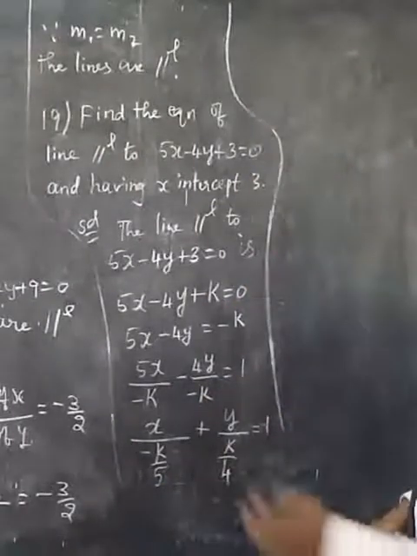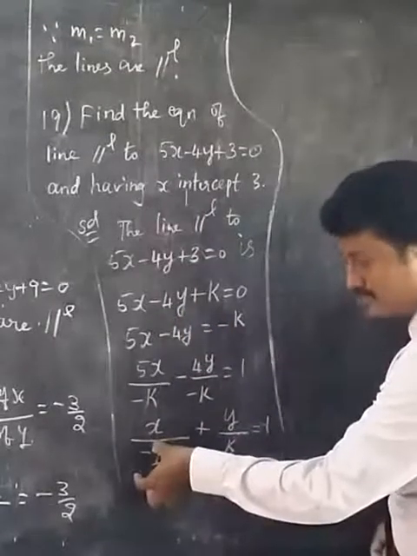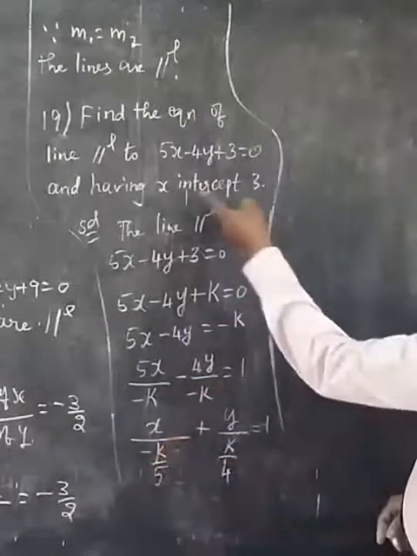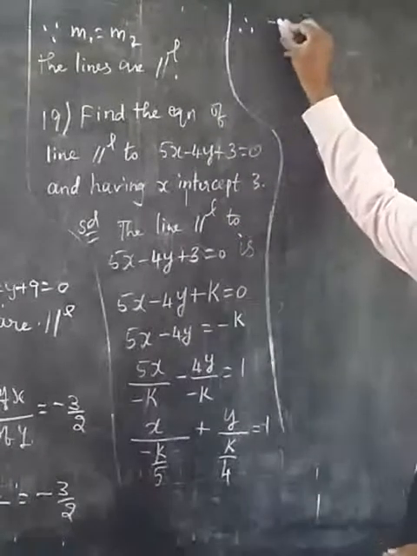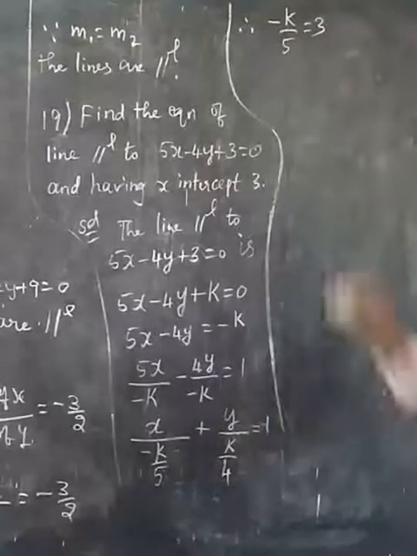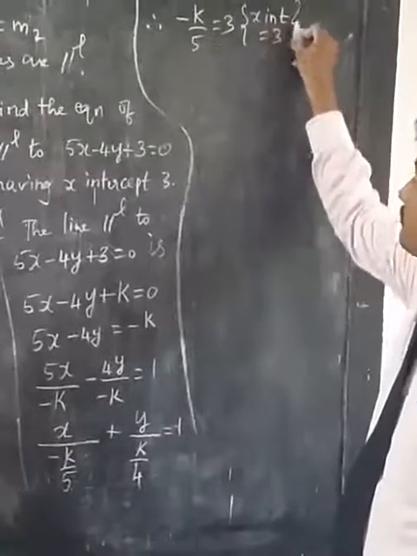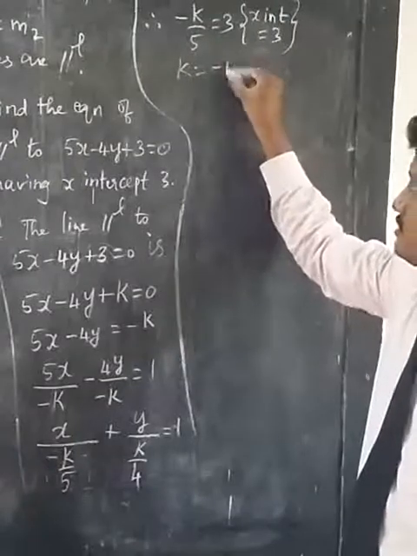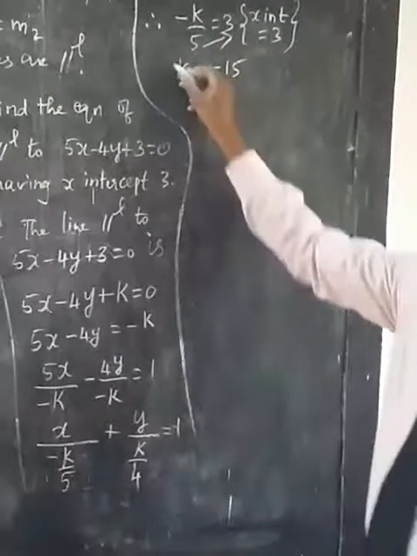Just try to understand. We are writing this equation in intercept form. The first one represents x intercept, that is the term present below x, called x intercept. X intercept value is given in the question. So I am going to write, therefore minus k by 5 should be equal to 3. Why it is so? Because it is given x intercept equal to 3. So this is equal to 3. From this I can easily say k value is minus 15. 15 and minus will go minus 15.